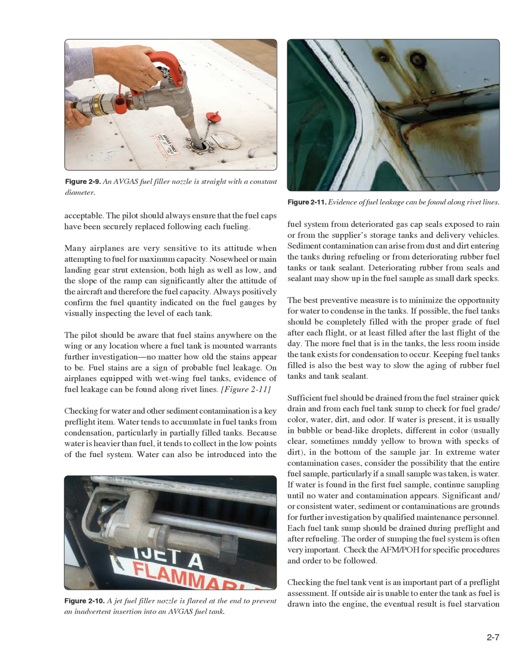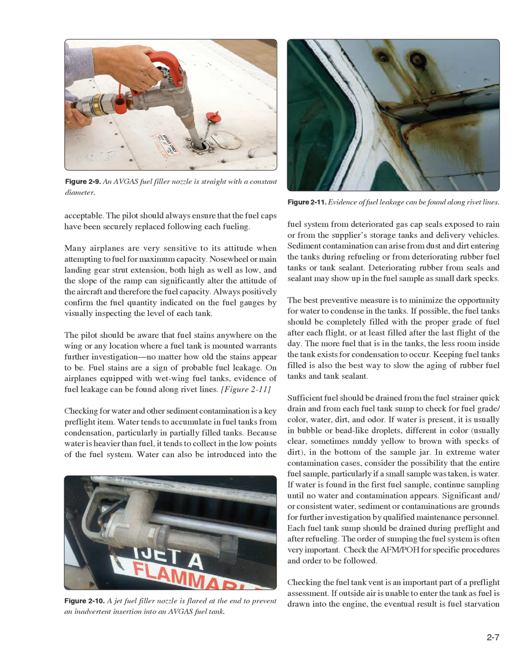The pilot should be aware that fuel stains anywhere on the wing or any location where a fuel tank is mounted warrant further investigation, no matter how old the stains appear to be. Fuel stains are a sign of probable fuel leakage. On airplanes equipped with wet wing fuel tanks, evidence of fuel leakage can be found along rivet lines.